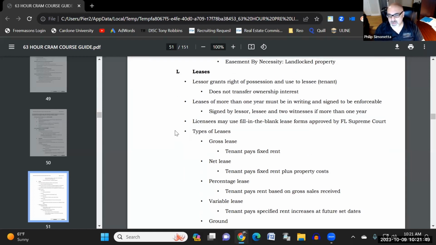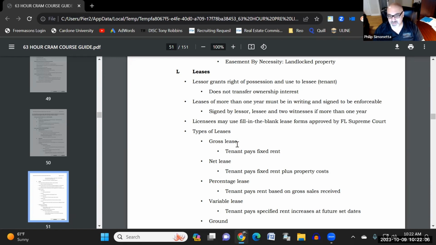Leases of more than 1 year must be in writing and signed to be enforceable. Signed by the lessor, lessee, and 2 witnesses if more than 1 year. Licensees may use fill-in-the-blank lease forms approved by the Florida Supreme Court to assist them in completing them.